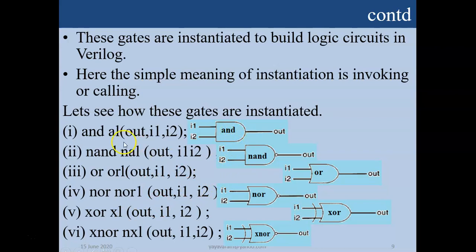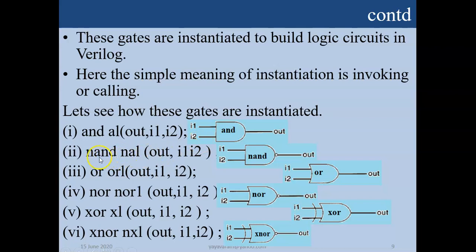How do I call this? Simply write AND, give some name A1. You need not give this also. Simply you can write AND1, AND A1. Within the brackets, you write the ports. Normally in gate level modeling, we use first the output, then the input ports. So that's why I write out, I1, I2. If you see the AND gate here, out is the output port, I1, I2 are the inputs.